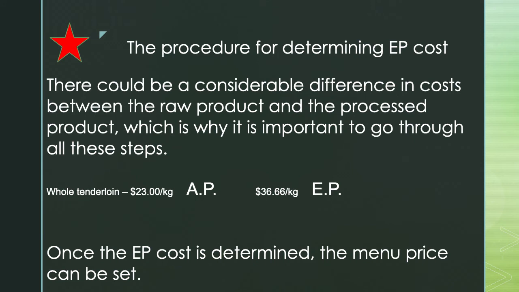Another red star slide, just to really sum up what I've been talking about in the last couple of slides. There can be a considerable difference in cost between the raw product, that's the as purchased as it comes in, and then the processed tenderloin as it's going out to the customer. And it's why it's important to go through all of these steps. If you look at the example there, the whole tenderloin originally cost me $23 a kilo, and that was my as purchase price. And my edible portion price is $36.66.